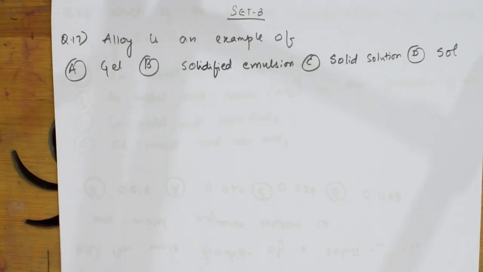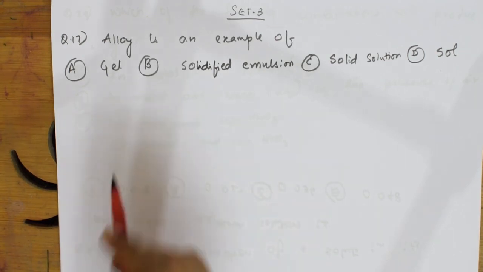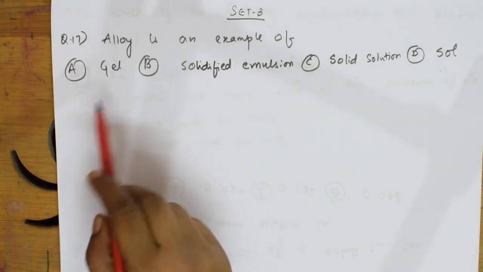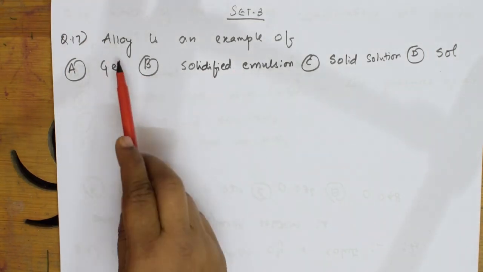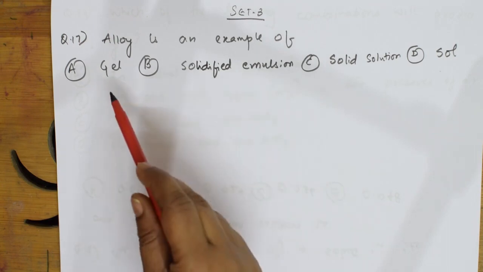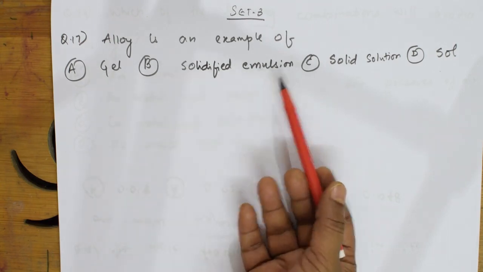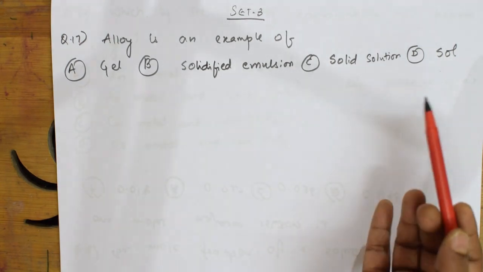Now, what does this question say? Let's read. Again, I think this is a surface chemistry question of grade 12. What do they give us? Alloy is an example of, okay, so alloy. They've given different options: whether it is a gel, a solidified emulsion, a solid solution, or a sol.